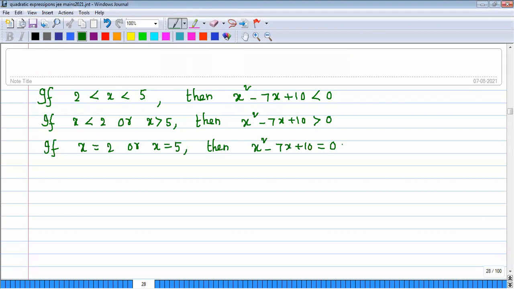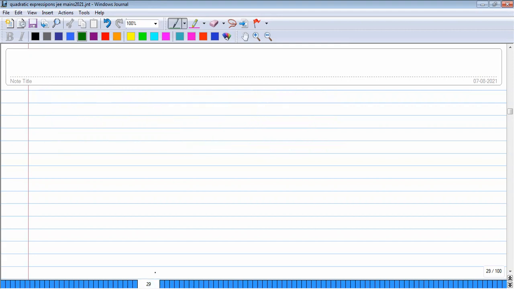So this was the whole concept we covered two or three days back. Yesterday we didn't have any class due to some technical problems. We didn't conduct the class. So today we are going to talk about a new concept: the maximum and minimum of a quadratic expression. That means how to find the minimum and maximum value of a quadratic expression.